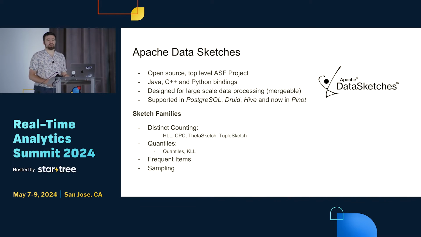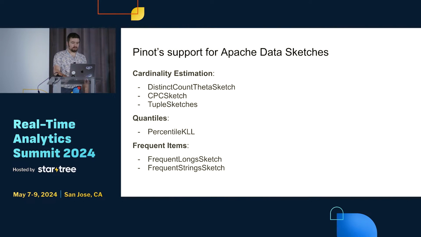So what sketch families does it support? It supports distinct counting, like the example we gave. It has multiple implementations for that. There are quantile calculation functions, a group of functions for calculating the frequent items in a collection, called heavy hitters, and also some sampling. So okay, what do we have in Pinot?